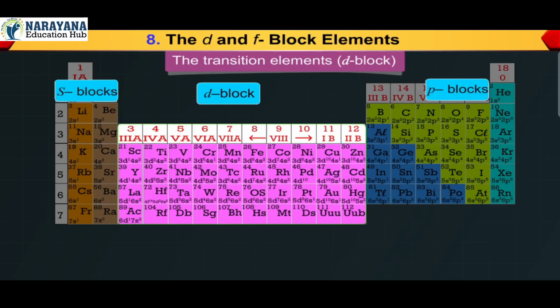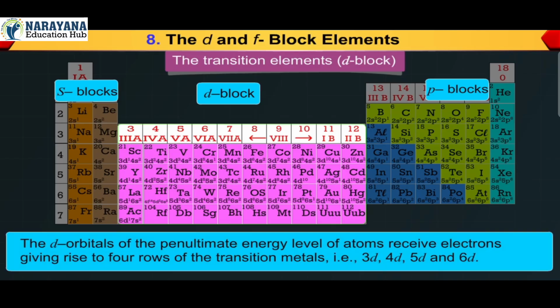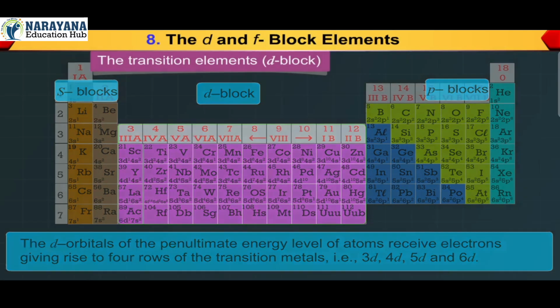The d orbitals of the penultimate energy level of atoms receive electrons, giving rise to 4 rows of the transition metals. For example, 3d, 4d, 5d, and 6d. The fourth row is currently incomplete. All these series of transition elements are shown in table.